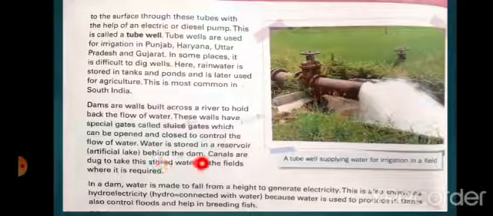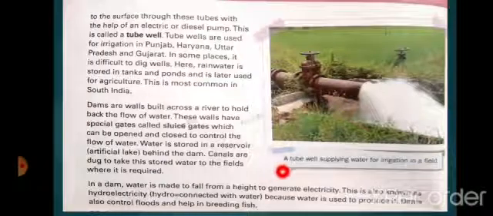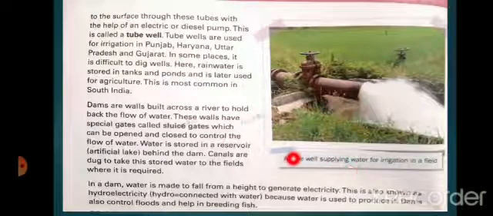In a dam, water is made to fall from a height to generate electricity. This is also known as hydraulic electricity because water is used to produce it. Dams also control floods and help in breeding fish.